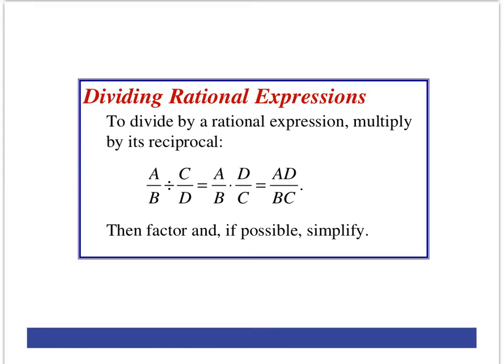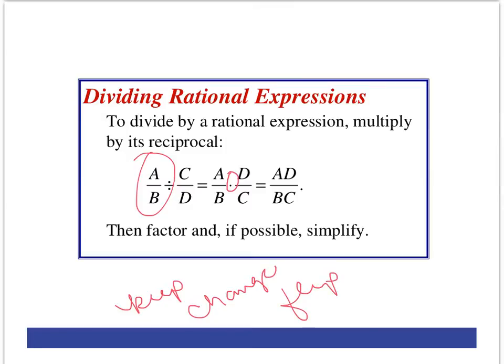So dividing rational expressions is the same thing. Keep the first fraction the same, change the operation to multiplication, and then flip the second fraction. See how it is now d over c? So I call it simply keep, change, flip.